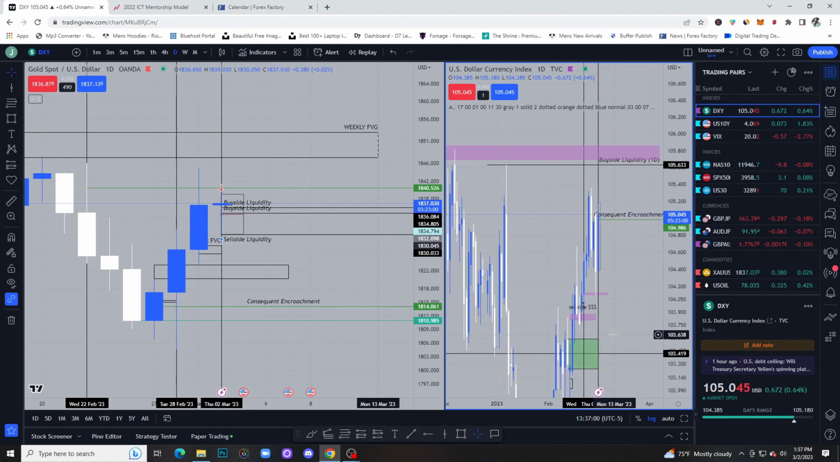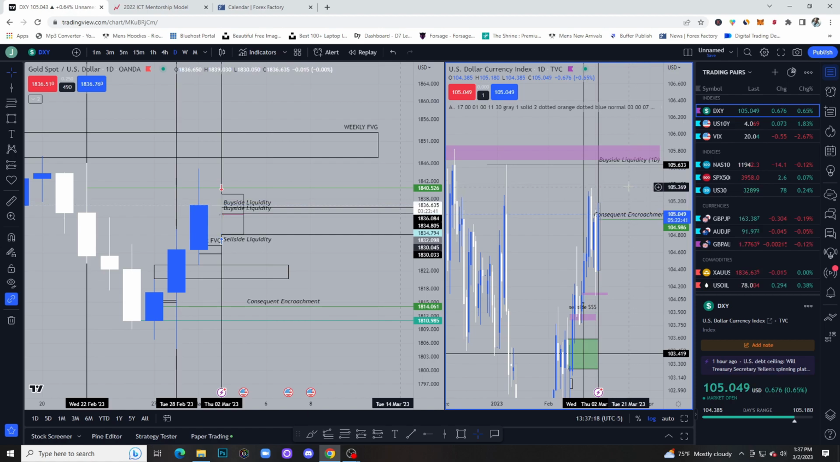Not saying all the way down here, but some type of run lower down back into this level, into this area here. But as of right now, I'm anticipating higher prices in the dollar to come and tap into this area and then have a reaction to the downside.